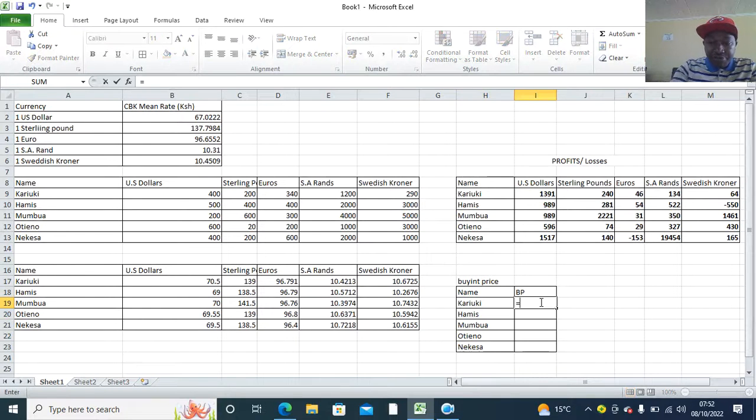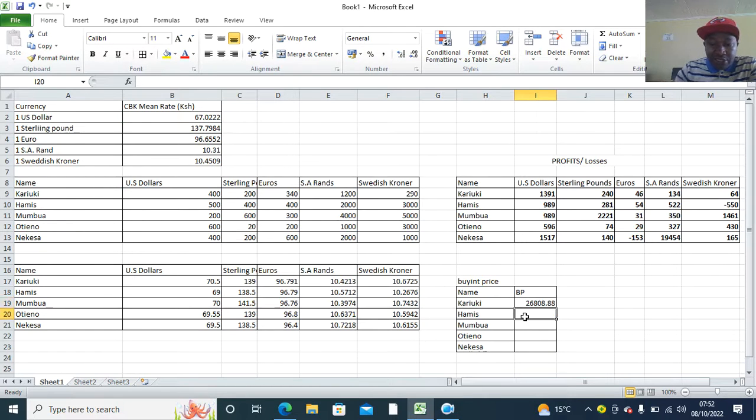So this one will be equals to that one, that is for the US dollar, times that one, but this one should be absolute. So I put a dollar sign there and there. So that one should not change. That is what I mean. So from there, that is for this guy.